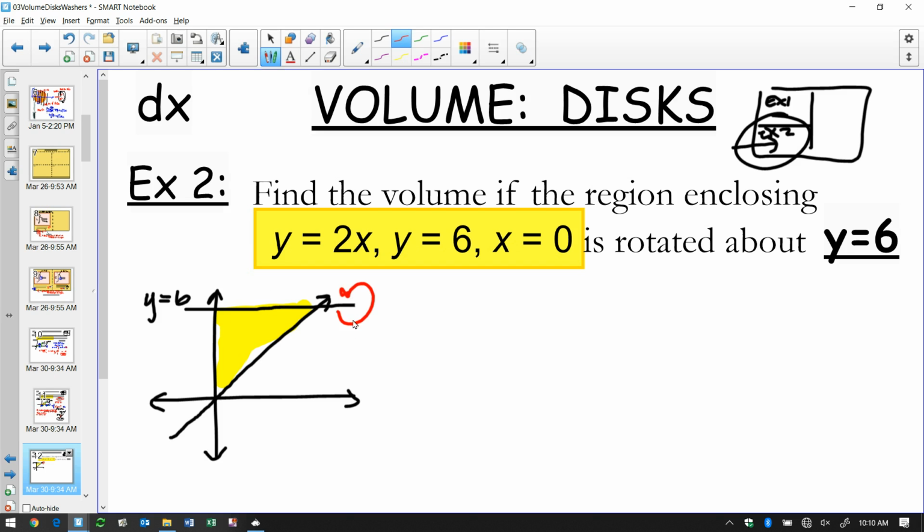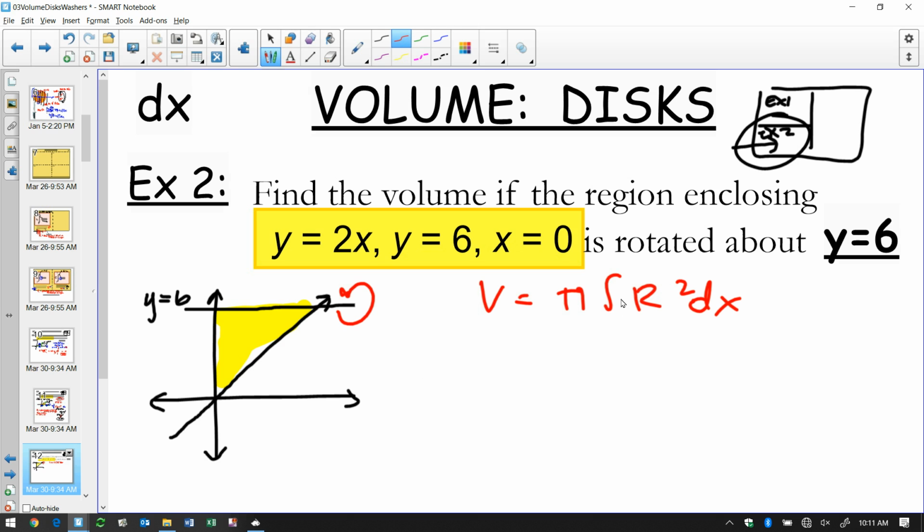Make sure, I'm going to put a spin here, make sure you understand, we're rotating about this axis right here, the y equals 6, okay? So the formula is volume is equal to pi integral r squared dx. It's a dx because we're rotating about a horizontal line, all right? We don't get to choose. When you're doing area, you can choose, okay? When you're doing volume, the problem defines if it's a dx or a dy.